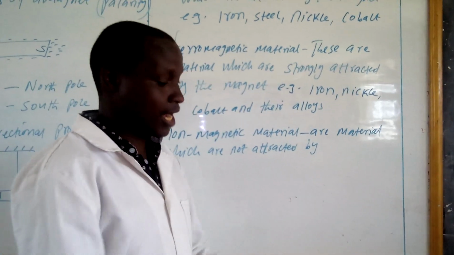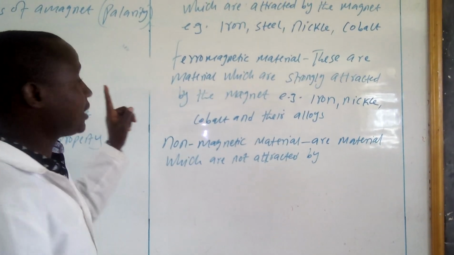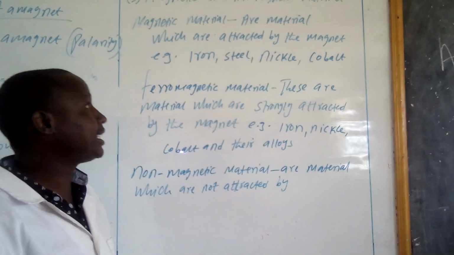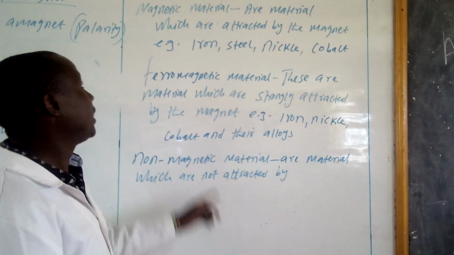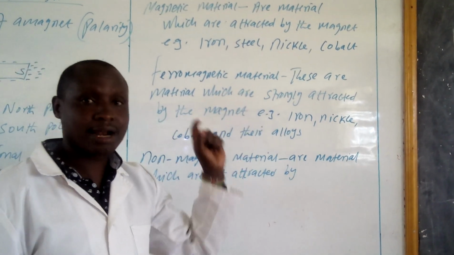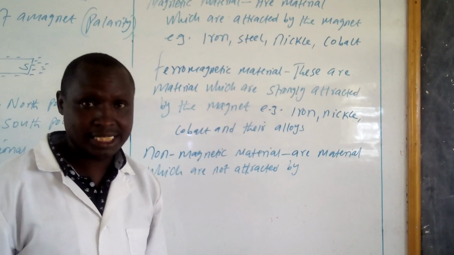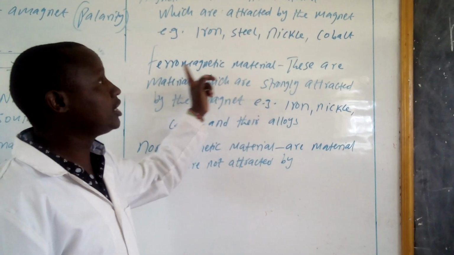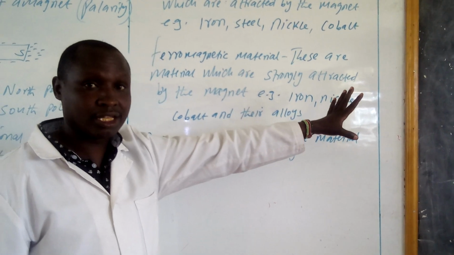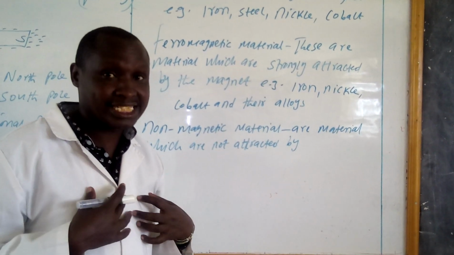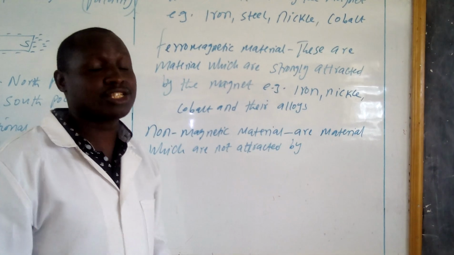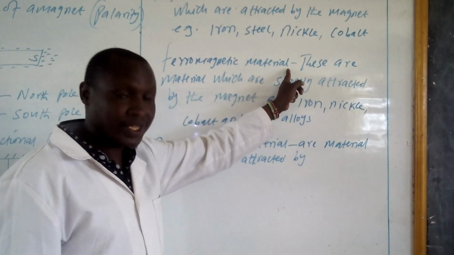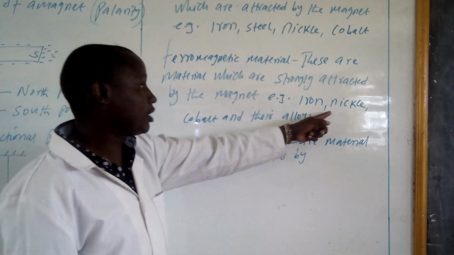Okay, so we were still under the properties of a magnet, and we were in number three. Number three is magnetic and non-magnetic material. The magnetic materials are materials which are attracted by the magnet, and we have the examples here. And we have said also, these examples of magnetic materials, some of them are strongly attracted by the magnet. And those which are strongly attracted by the magnet are called ferromagnetic material. And we have given an example of ferromagnetic material here.